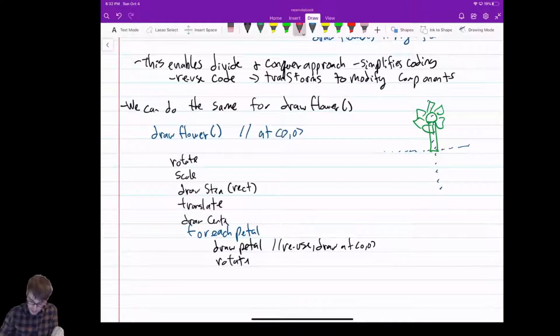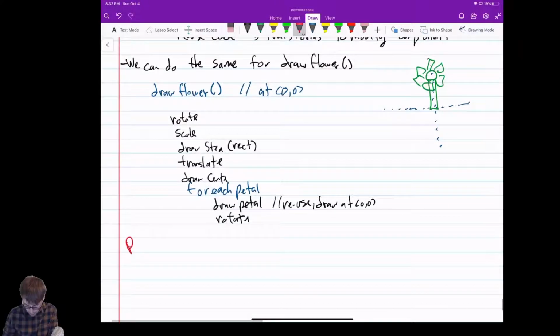Now, some of you might have noticed already, we have a problem. How is that going to look highlighted in yellow? That's going to look awful. Okay, and you're not going to miss that. Okay, so we have a problem here. And the problem is that we're modifying the model matrix.